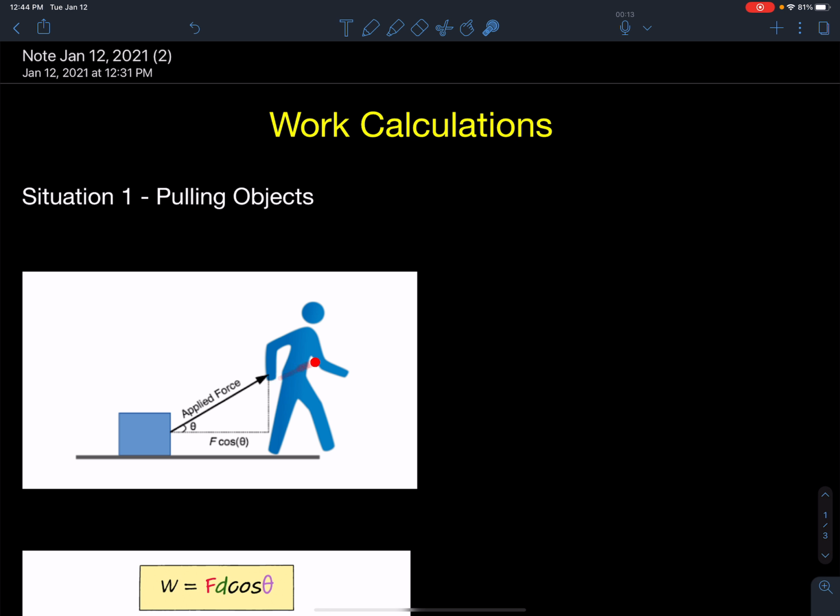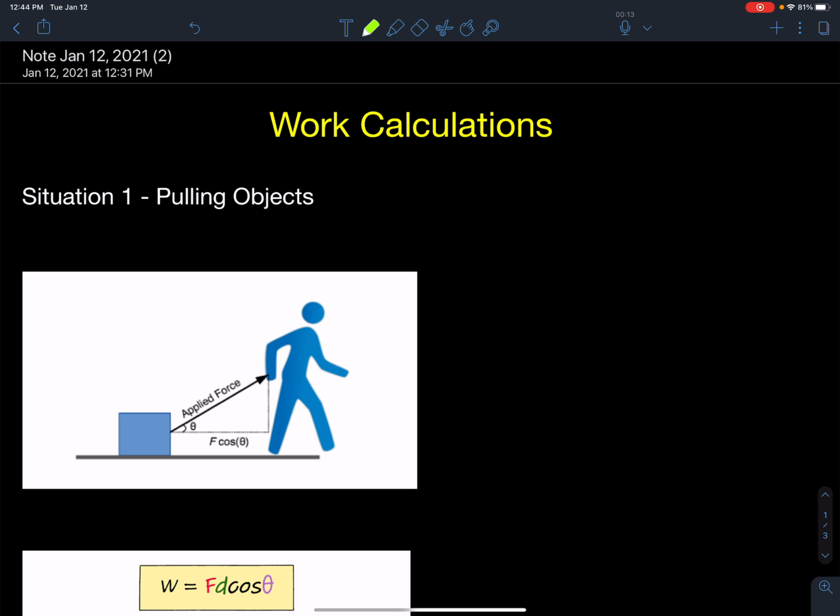Okay, and often when we're pulling an object or dragging it across a floor, we're not getting down on the floor and pulling it in that same direction parallel to the floor. We usually attach a rope and we drag that object across the floor. So how do we calculate work in a situation that looks like this?